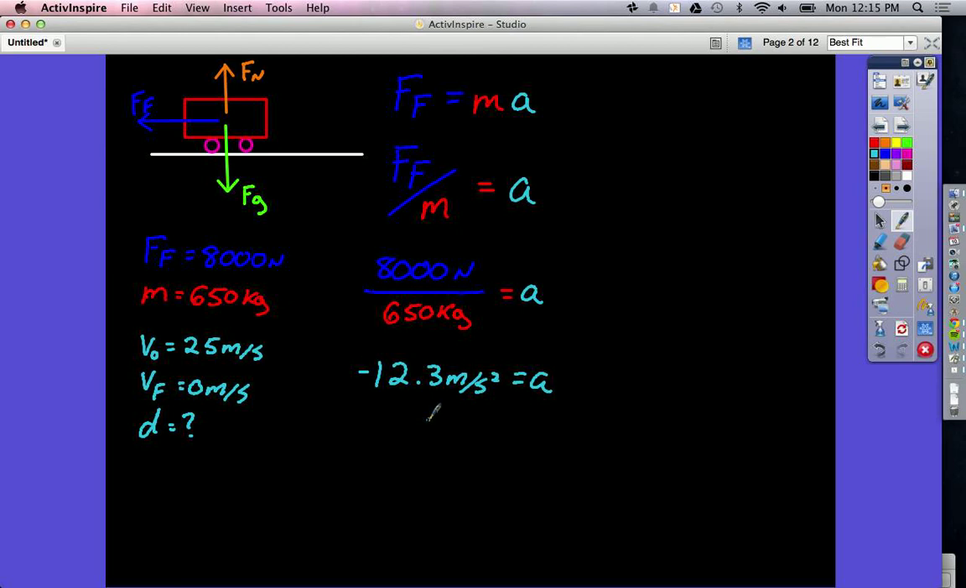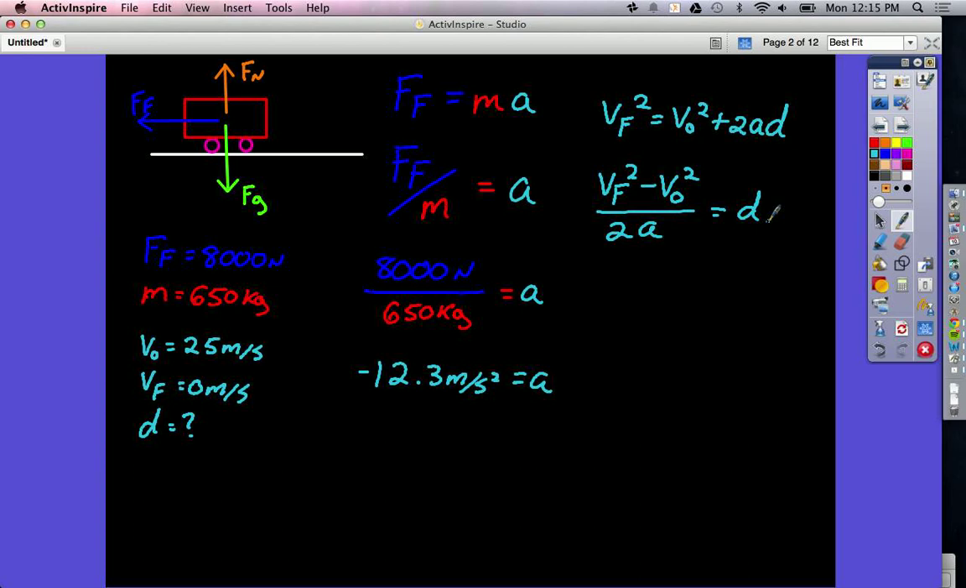So we want to pick our kinematics equation that does not have time in it. And that is the Vf squared equals V naught squared plus 2AD equation. And we're going to rearrange that for the distance, because that's what we want. And algebraically, it would look like this: Vf squared minus V naught squared all over 2A equals our distance.